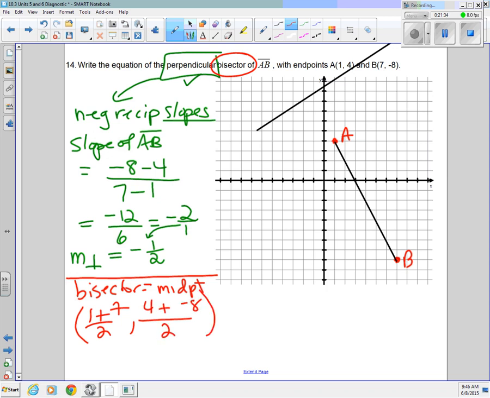So 1 plus 7 is 8. 8 over 2 is 4. 4 plus negative 8 is negative 4. Negative 4 over 2 is negative 2. So my midpoint is 4, negative 2 right here.